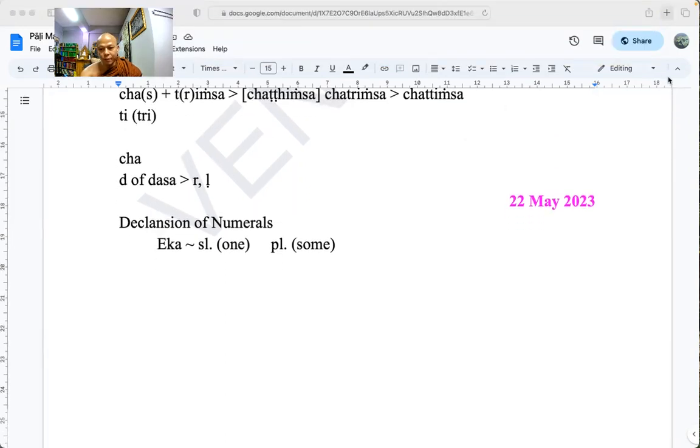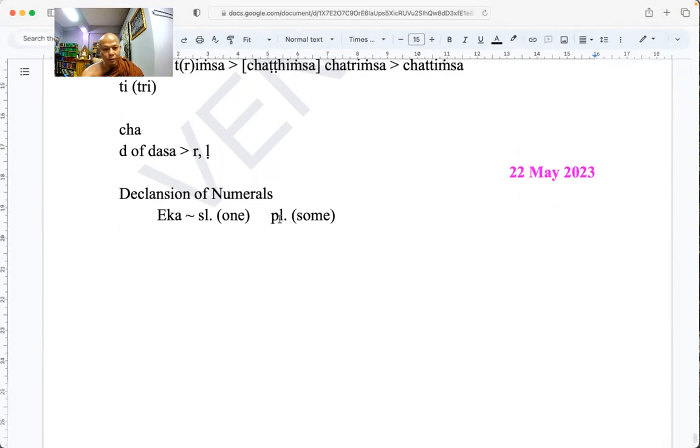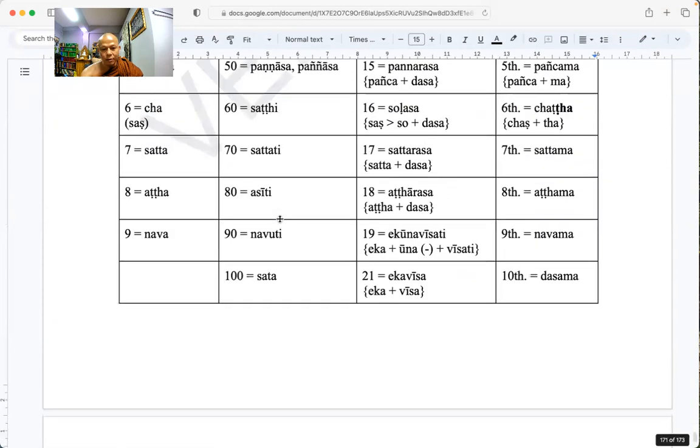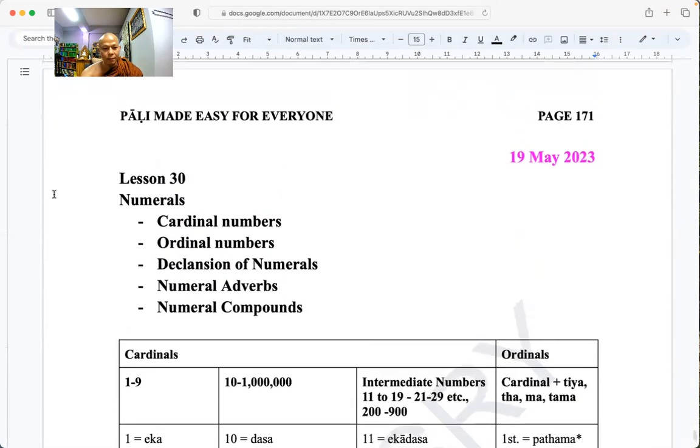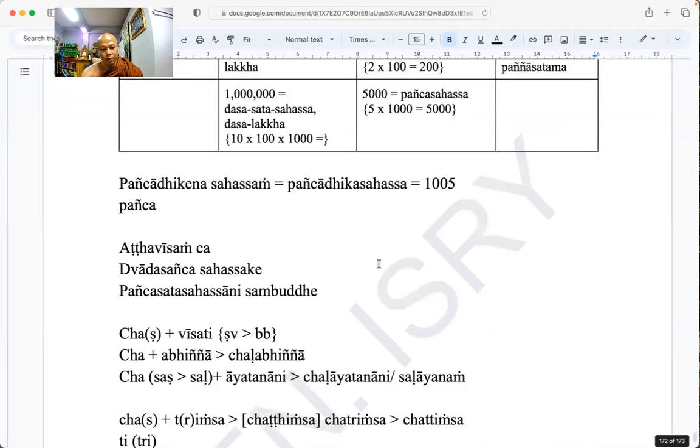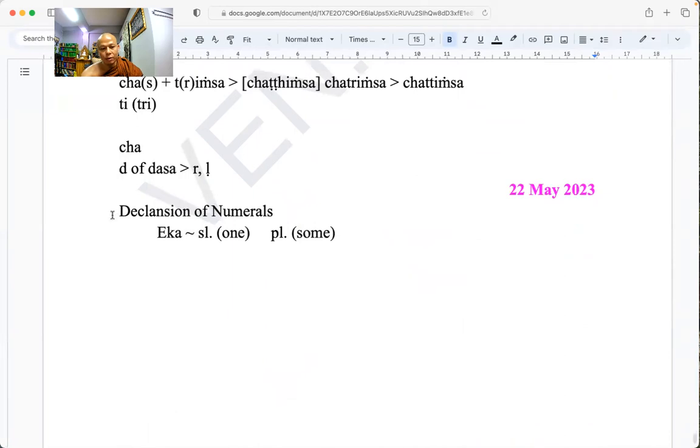So today we will learn the declension in lesson 30. We will learn the numerals. Cardinal and ordinal numbers we already covered last time. So now the declension of the numerals. Today we will learn the declension of numerals.